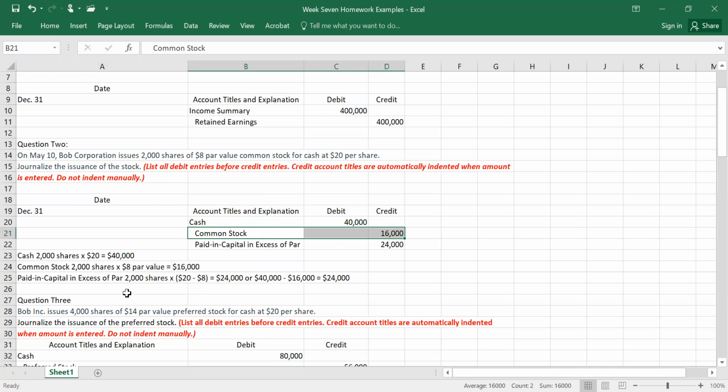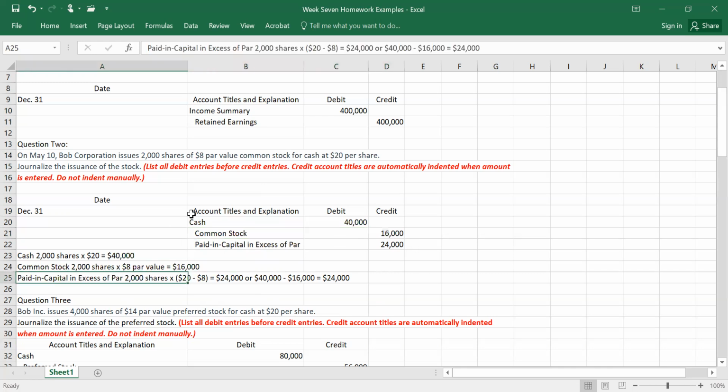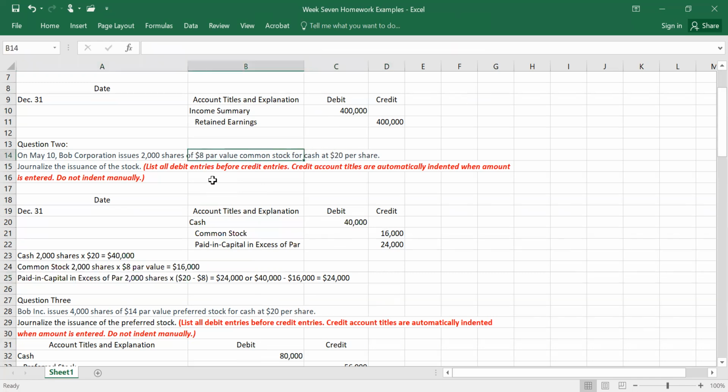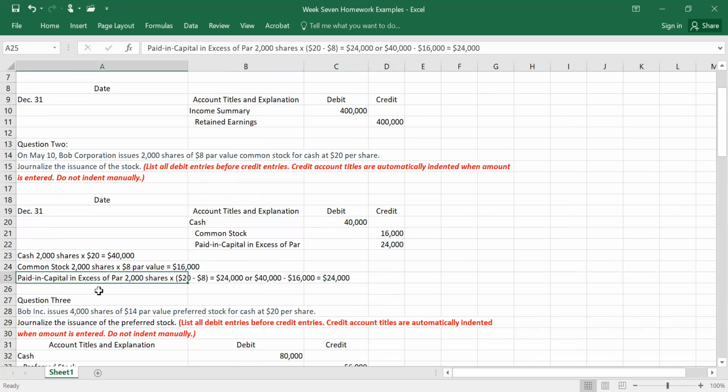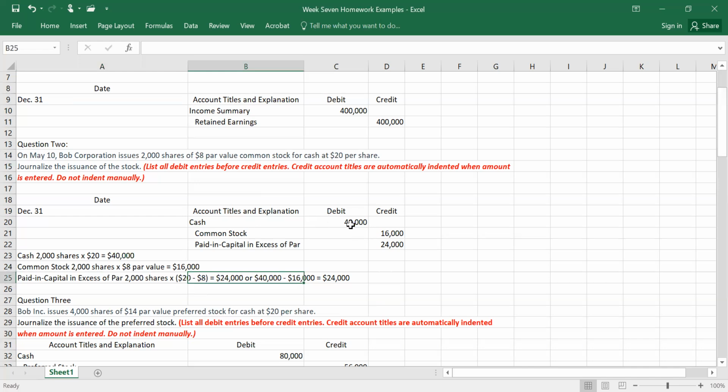There's really a few different ways you can figure out the paid in capital in excess of par, which we will end up crediting. You can do 2,000 shares and take the 20 per share that it's selling for minus the $8 par value, which would be, of course, 12. So you could do 2,000 times 12, which would give you the 24,000. Or, in this case, because we already know the common stock and the cash, you could have taken the cash, subtracted the common stock, and got 24,000. Or you can always do that to double check your calculation if you want.